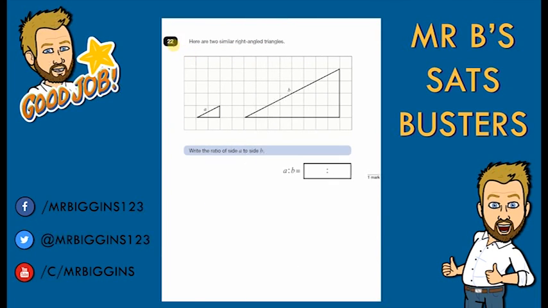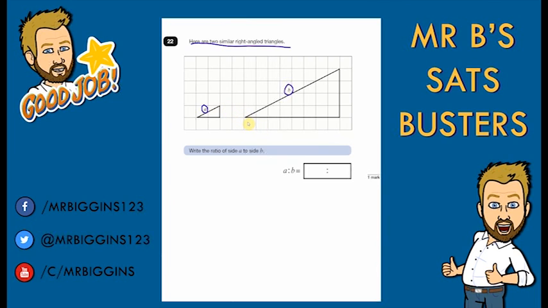Oh, 22 looks quite daunting. People can struggle with ratios, but it's really quite easy. So we've got 2 similar right angle triangles, so they're the same, but one's been made bigger. We need to write the ratio of side A to side B. Okay, so how much bigger B is than A. Now, looking at that, that might scare some people thinking, look, it's a diagonal, I can't work it out or anything like that. Now, there's a number of different ways that you can do it.